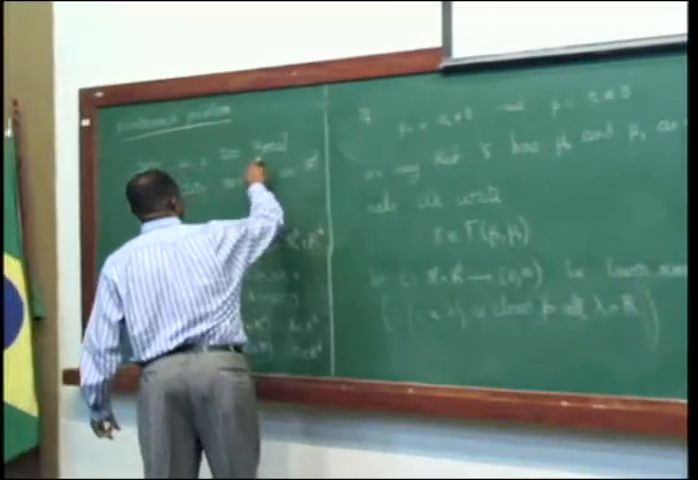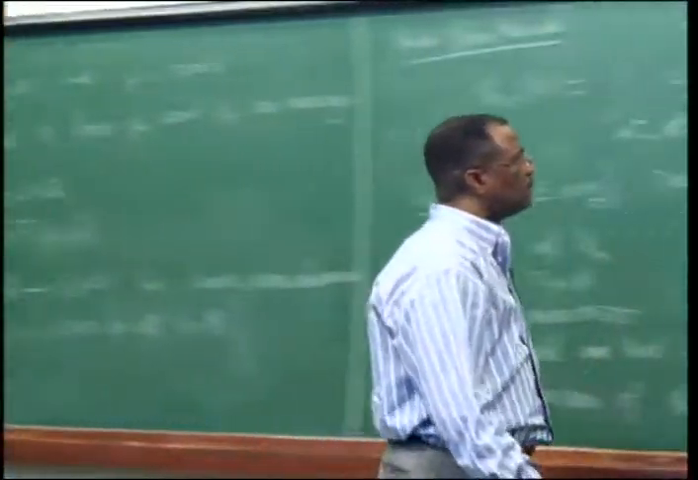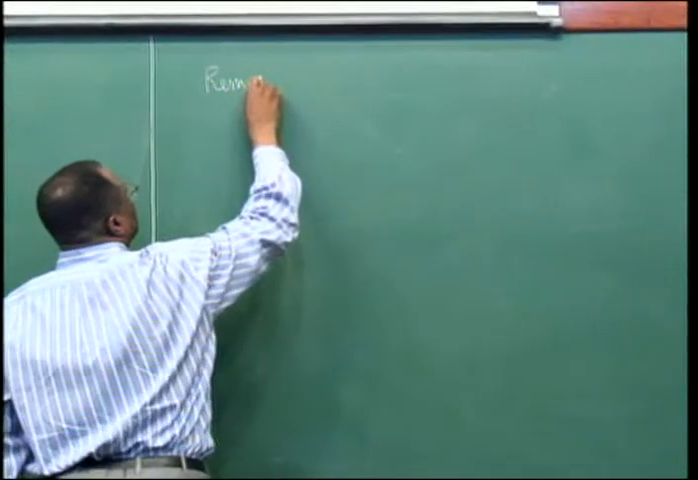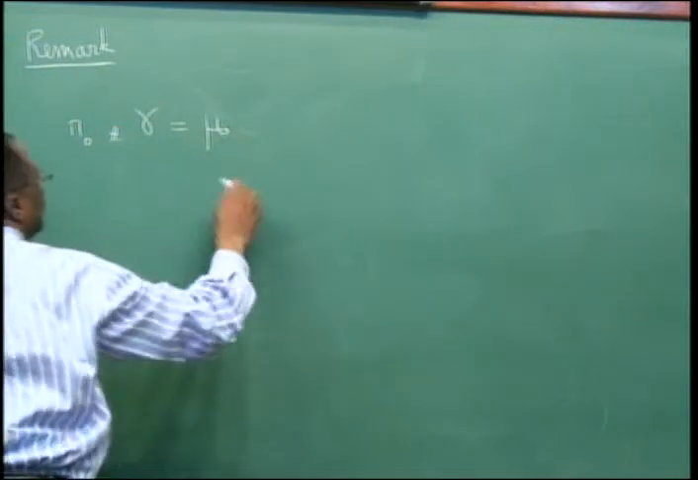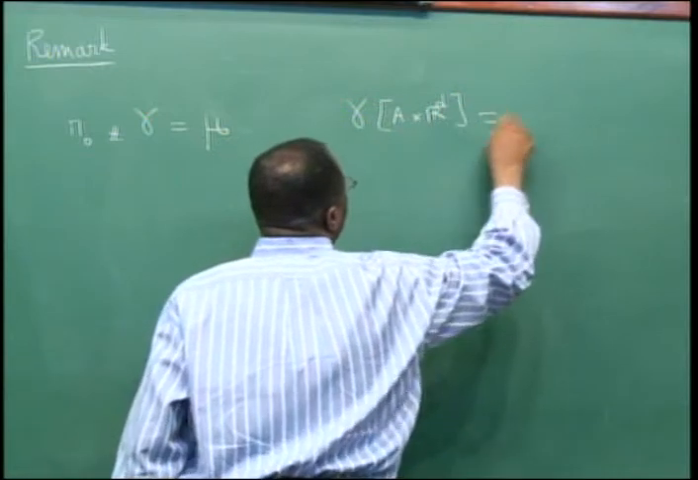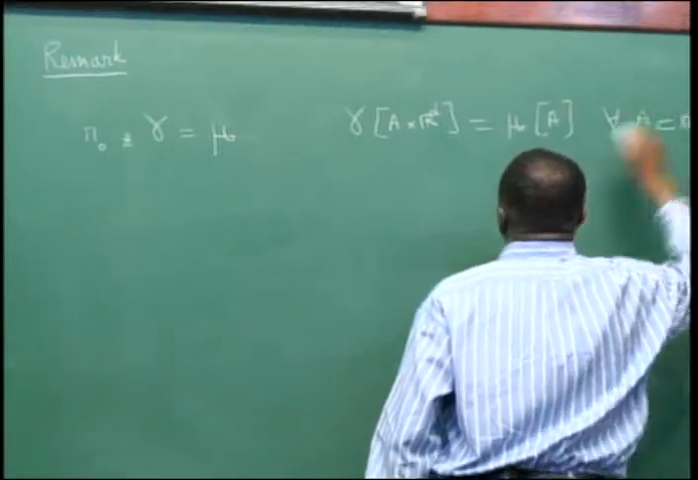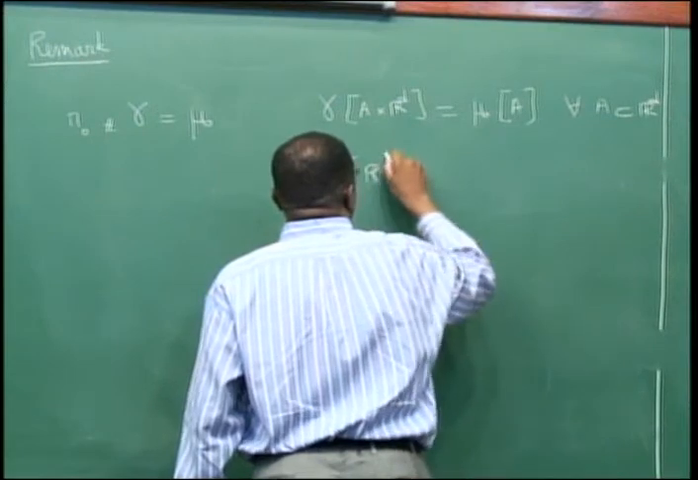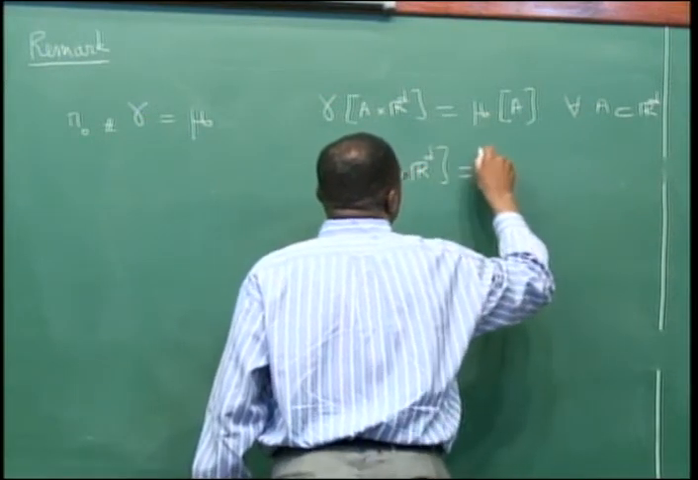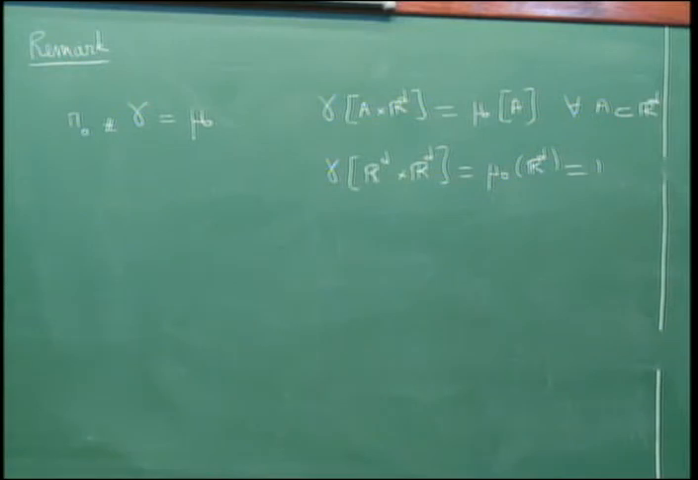I am given two probability measures. I have this property. Remark: just this condition tells me that gamma of A cross R^d is mu naught of A for every A subset of R^d. In particular, if I take A to be R^d, I see that gamma of R^d cross R^d is 1. And so anything here is a probability measure.